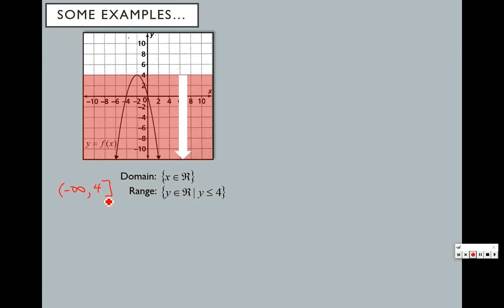Now look at this strange set of brackets I built here. Square bracket around the 4 because 4 is included. Circle bracket around the infinity. You can't include infinity. Infinity represents a bigger number than anything we can think of, so you can't include it ever.